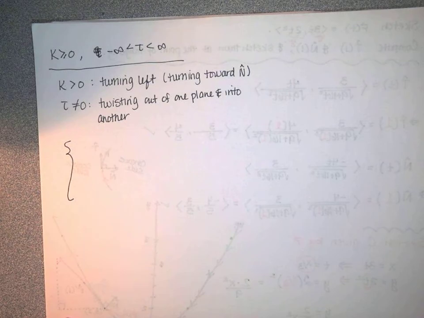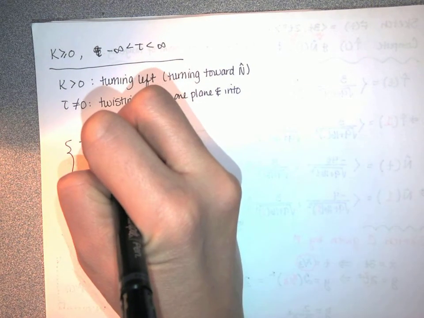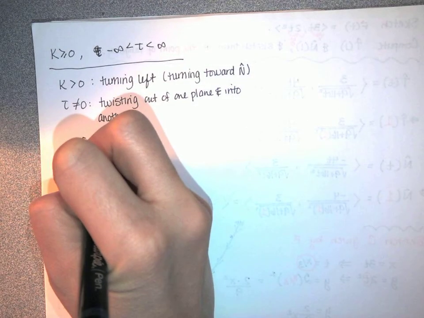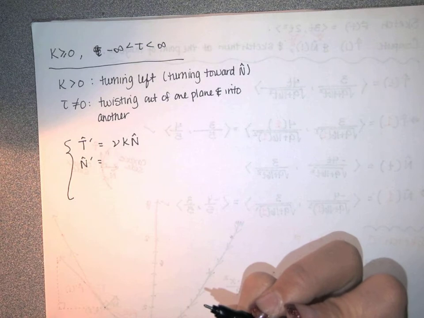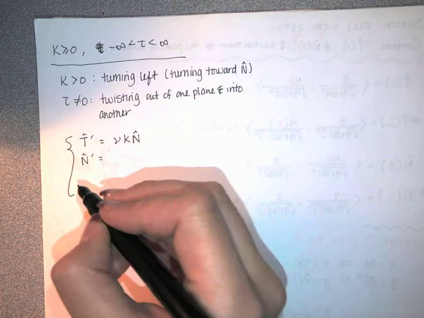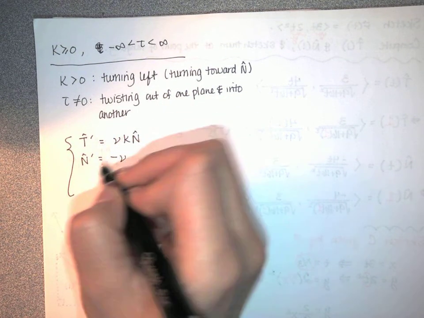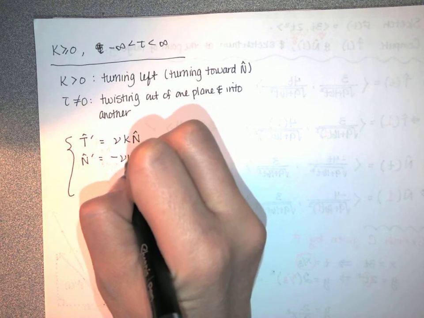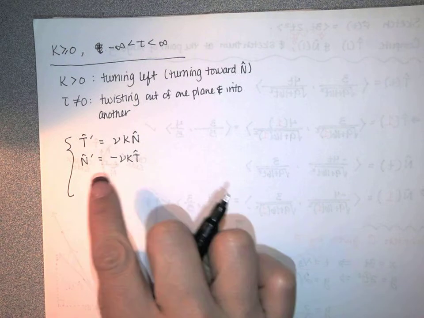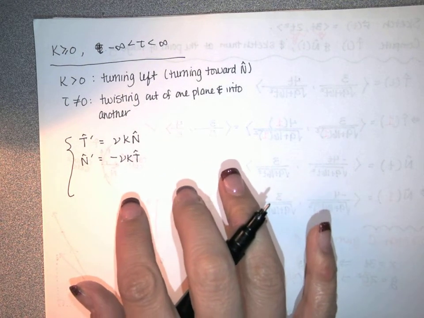Now we said that t hat prime is speed times curvature times n hat, and when we're on a plane curve, when torsion is 0, n hat prime is just the negative of this. Because whatever rate this is turning at, the same rate, just in the opposite direction. So that's true given that torsion is 0, so given that b hat is constant.